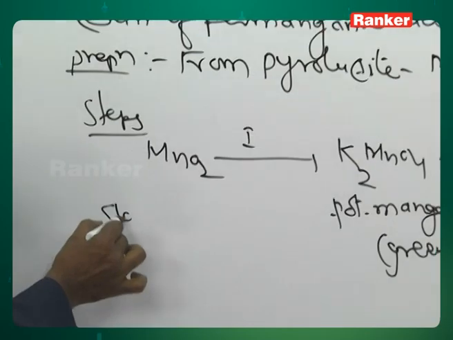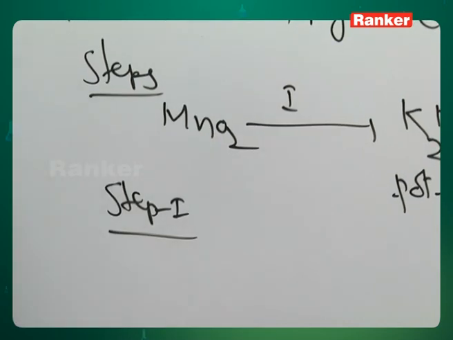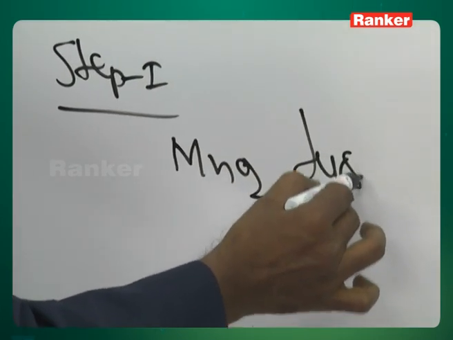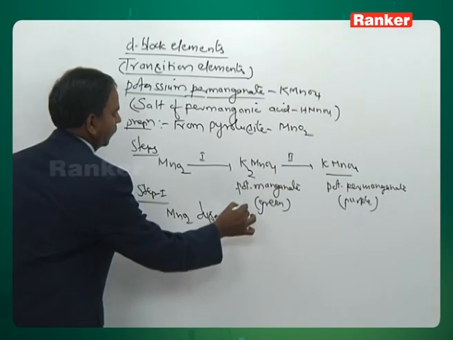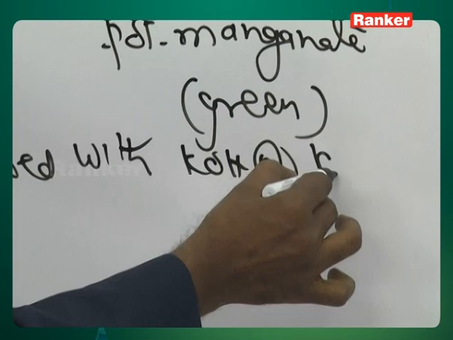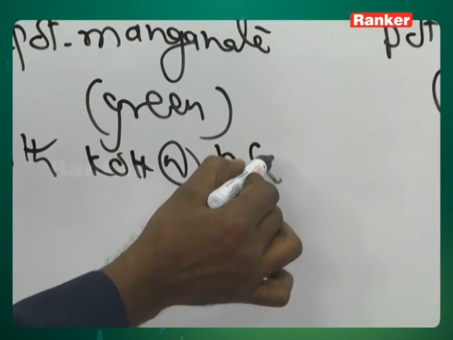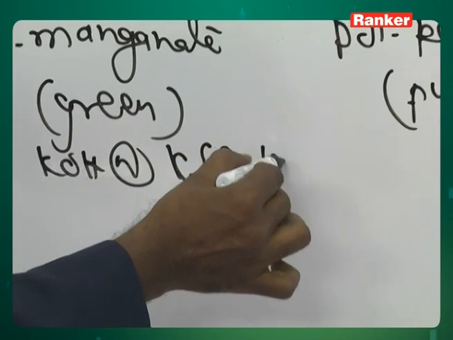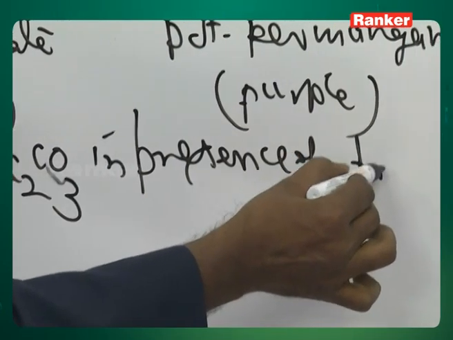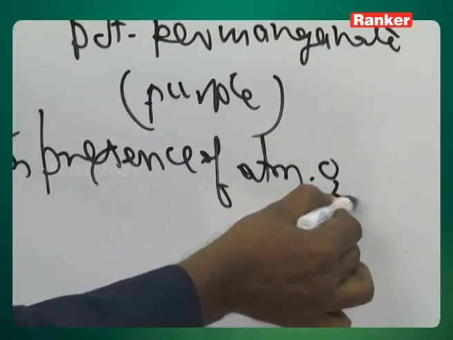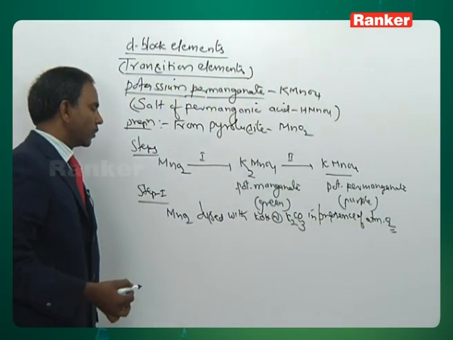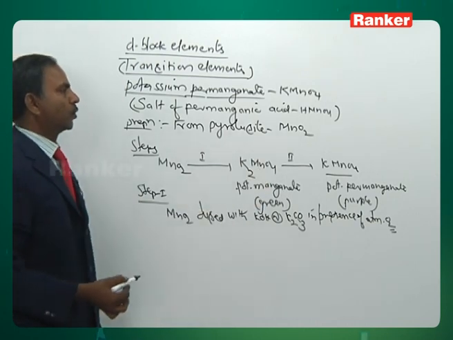Step 1. Pyrolusite, MnO2, is fused with KOH or potassium carbonate in presence of atmospheric oxygen. First potassium manganate is produced, and then potassium manganate is oxidized to potassium permanganate.